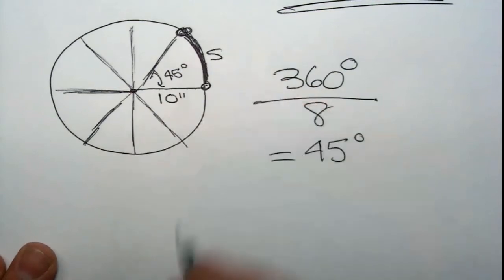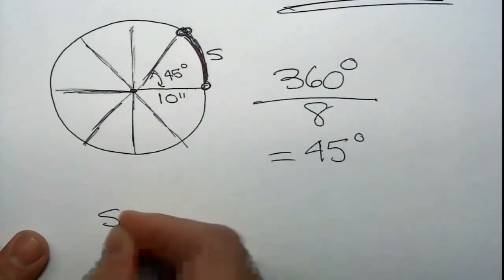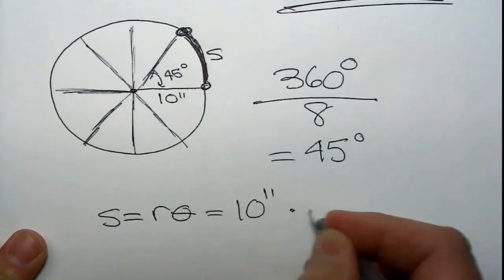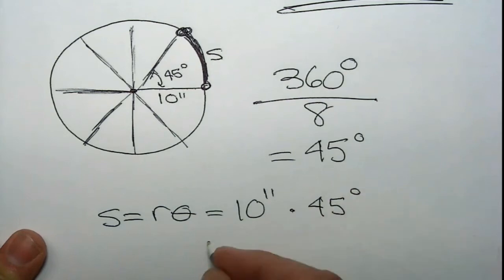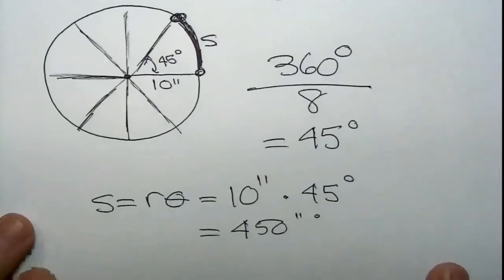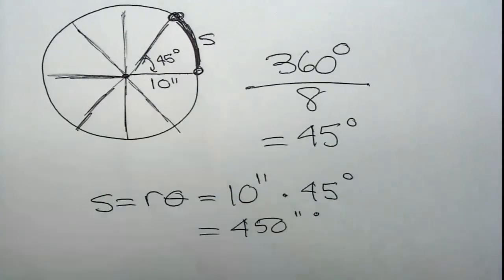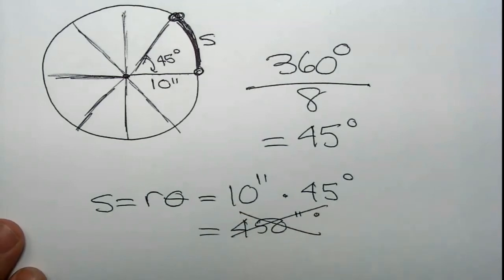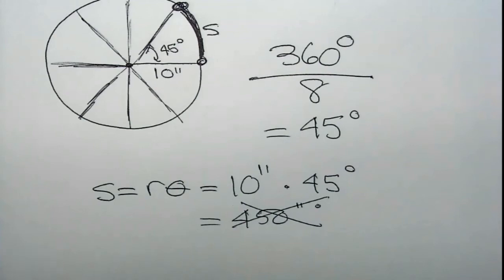Now watch what happens if we forget to convert this. S equals r theta. 10 inches times theta, 45 degrees. 450 inch degrees. Not only does the number not make sense, that does not look like 450 anything, but inch degrees is not a valid unit of measurement, really. So we'll cross that off. What we forgot to do was convert to radians.